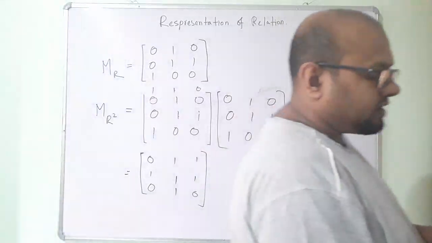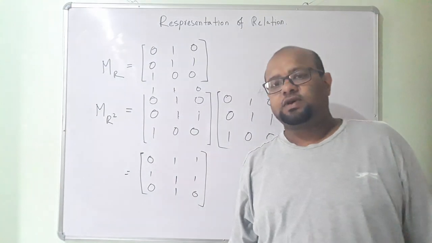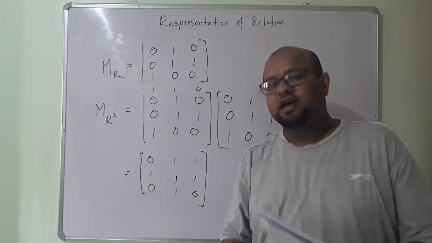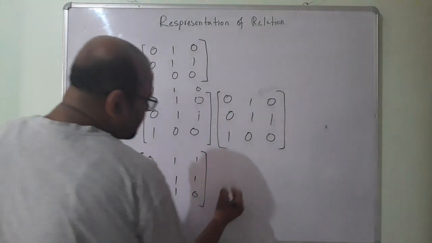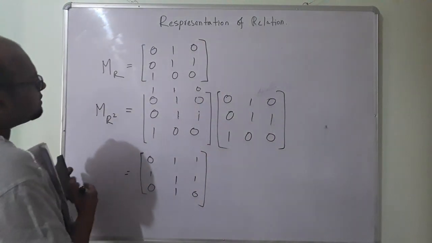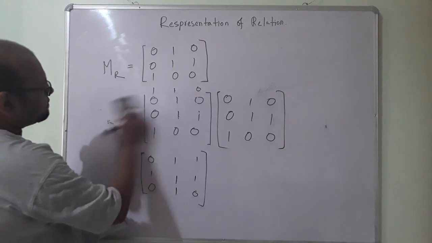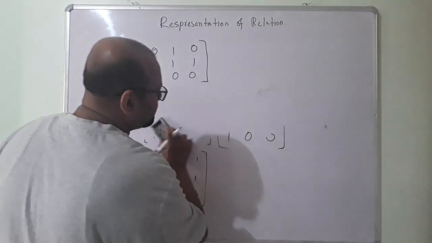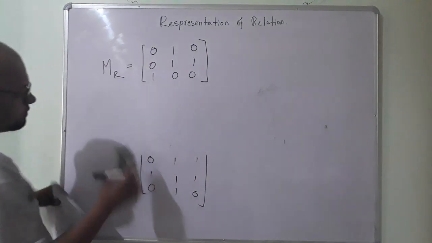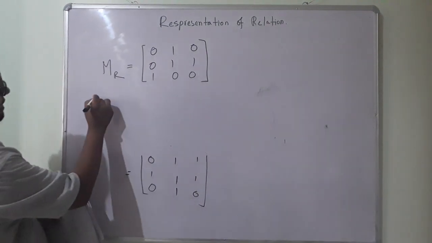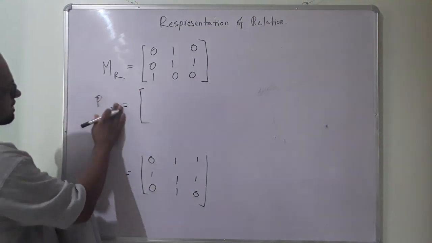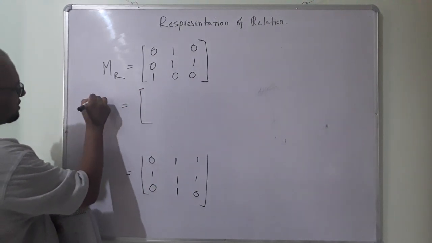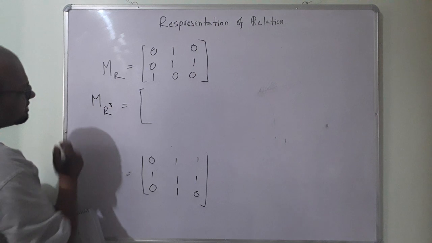So alright, this is how I have R square. If I had to find R cube, what will I do? R cube is, sorry, the matrix representation of R cube. Let me write this. Okay.